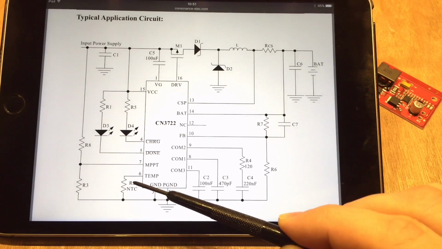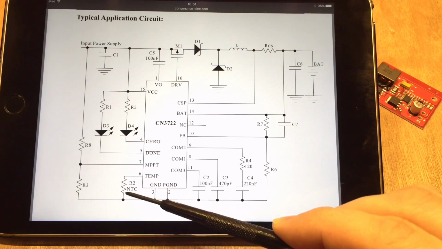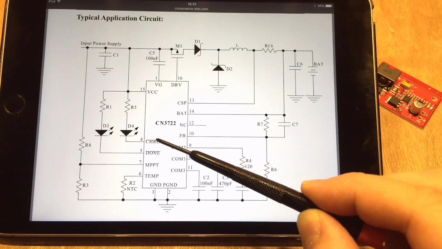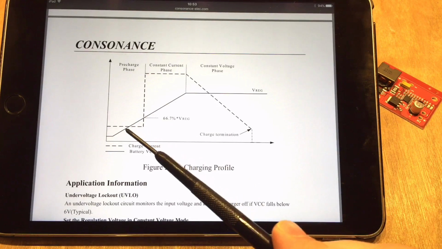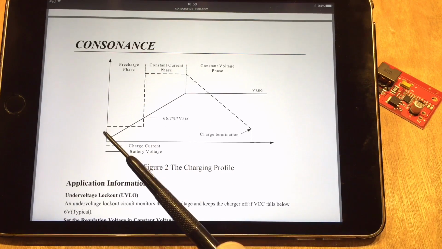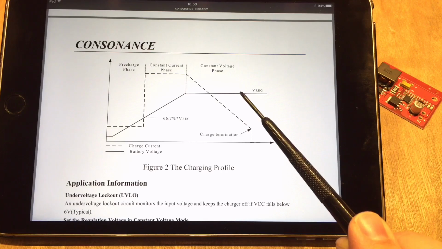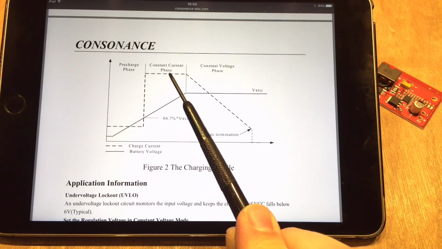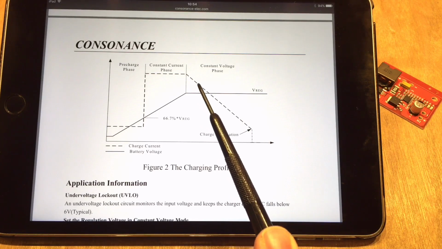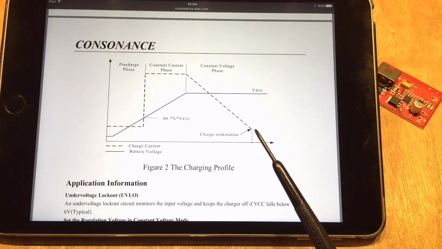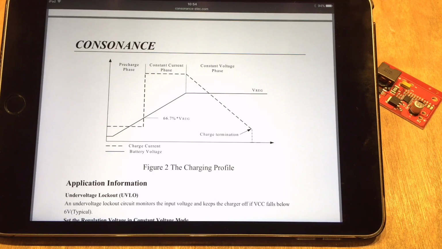You can also put a thermistor across this pin here, between the temperature pin and ground, and it will do temperature compensation for battery charging. So there's a few nice features in this little IC. And further down the datasheet, we have this charging profile graph, and there's a pre-charge until the batteries get up to, I think it is 66% of the full battery voltage. Then there's the constant current phase until we hit that regulation voltage, and then the current drops down until it gets down to 95% of the constant current phase, at which point the charging turns off completely.